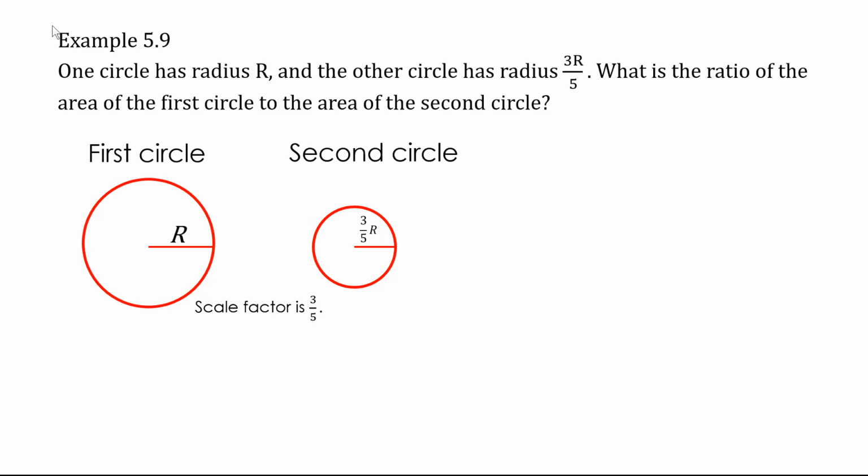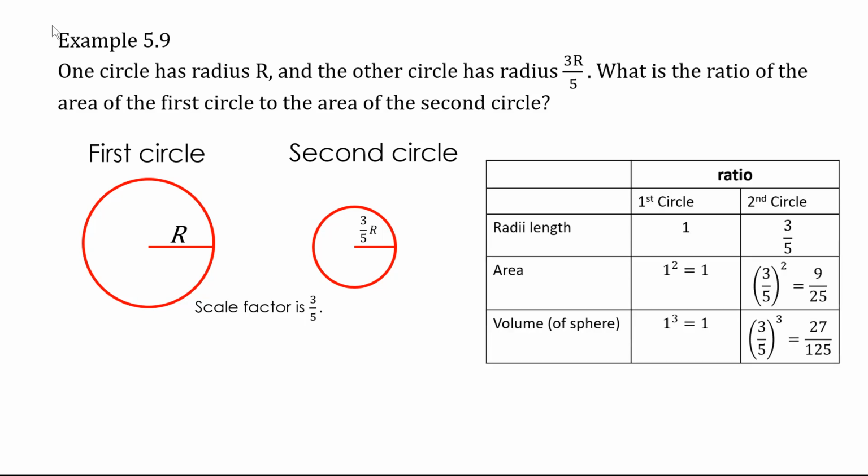So the question is, what's the ratio of the area of the first circle to the area of the second circle? All right, so that scale factor, we need to make sure when it says the area of the first circle to the area of the second circle, that we're doing that ratio in the right order and that we don't do it upside down. So just to make sure we've got it clear, I'm just going to put up this little table where we have the ratios of the length of the radii, the ratios of the area of the circles, and then the ratio of the volume of the spheres.